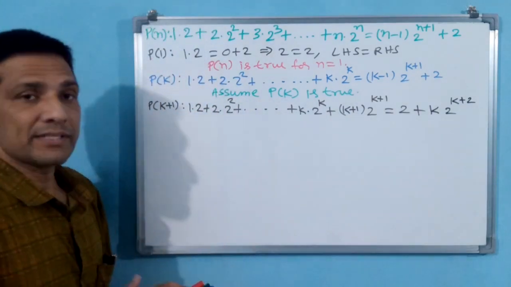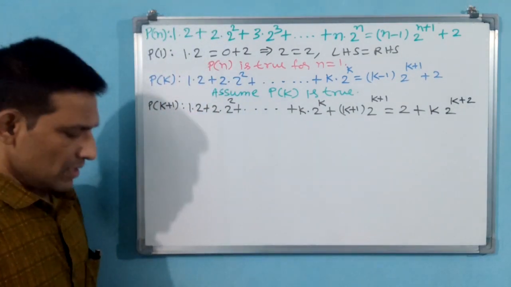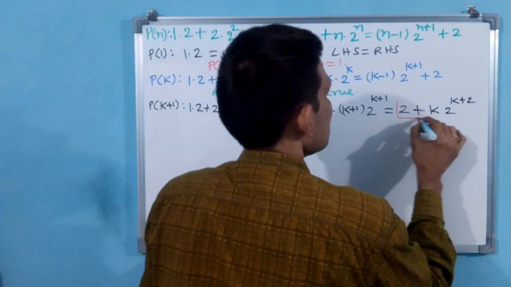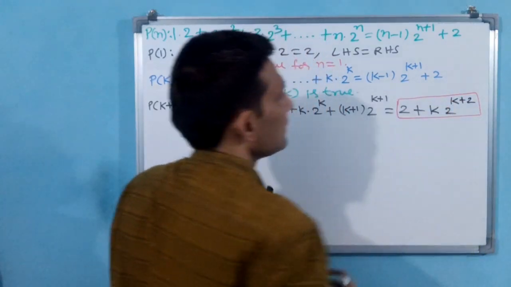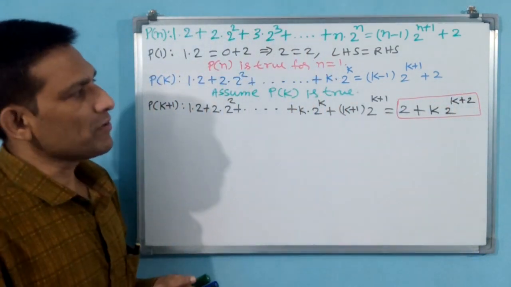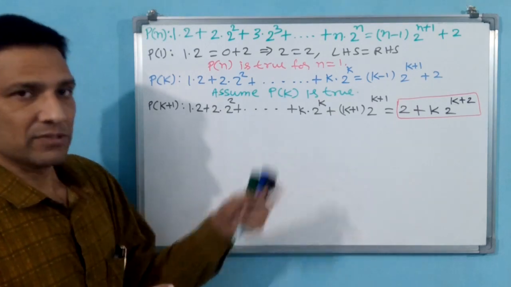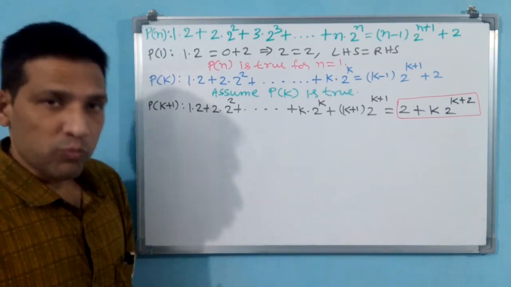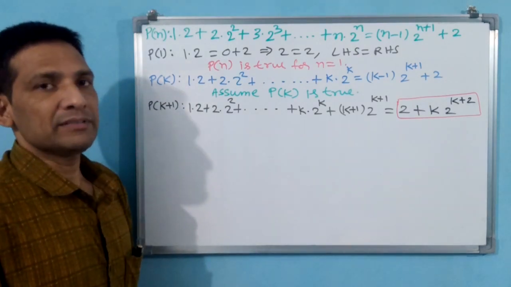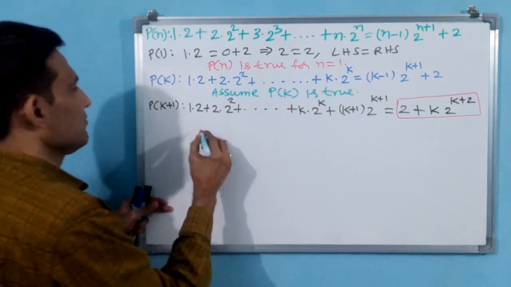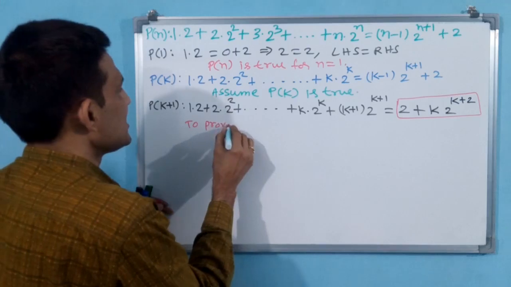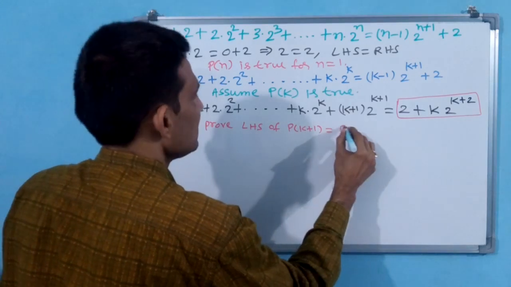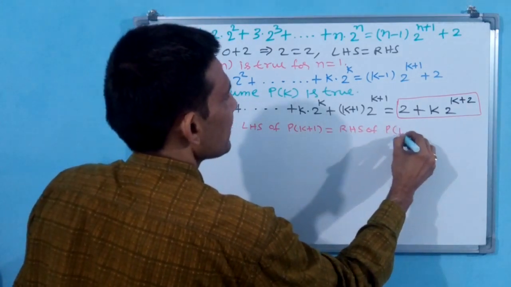You understand how it has come now? Now better you box this RHS, because we have to prove this one: 2 plus k into 2 power k plus 2. See, k into 2 power k plus 2. Now what we have to write? To prove LHS of P of k plus 1 is equal to RHS of P of k plus 1. This is P of k plus 1. Write down: to prove LHS of P of k plus 1 is equal to RHS of P of k plus 1.